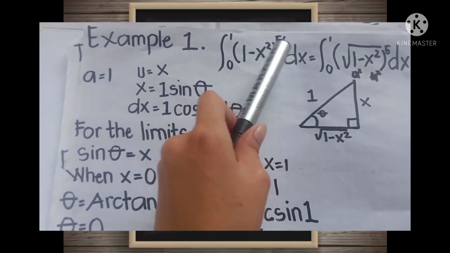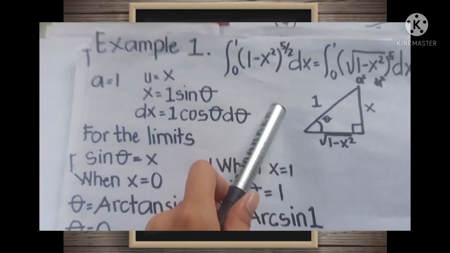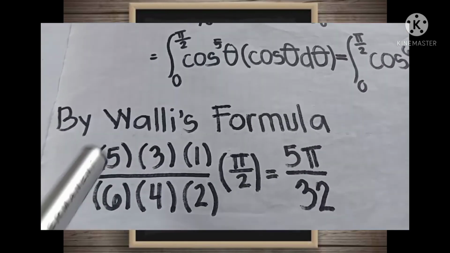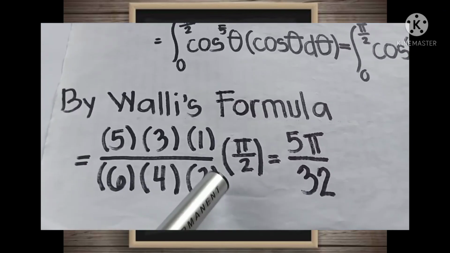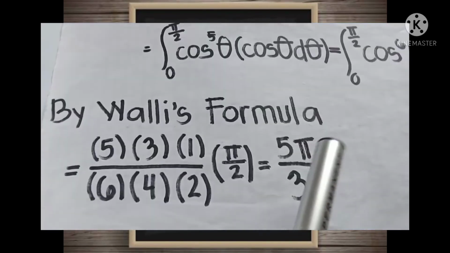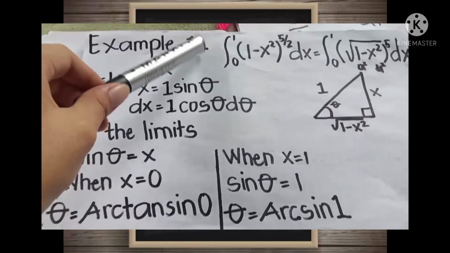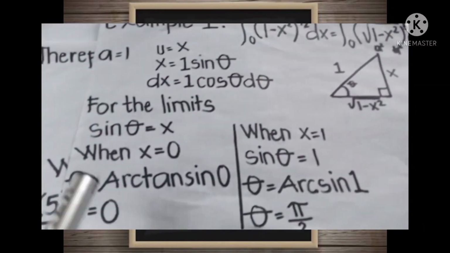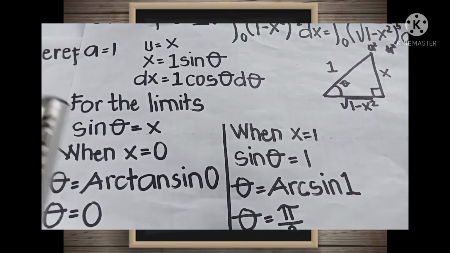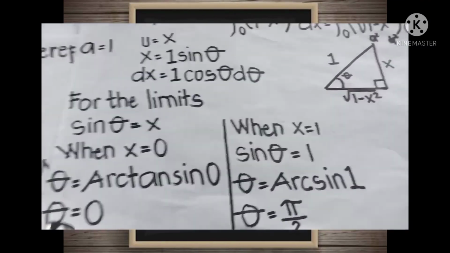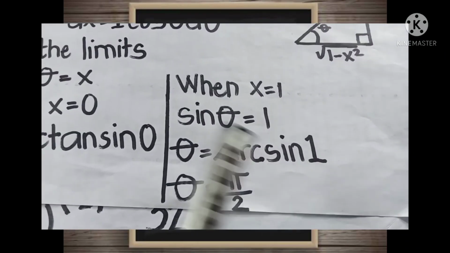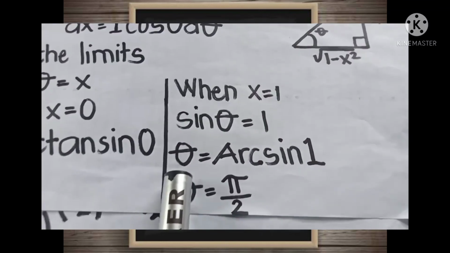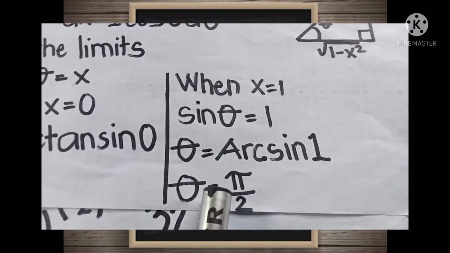Notice that the exponent is a fraction, so we will multiply it. This is by Wallis formula. To get this, just refer to my previous video regarding this. For the limits of 0 to 1: when x is equal to 0, sine theta is equal to x, and theta is equal to arcsin 0, so theta is equal to 0. When x is equal to 1, sine theta is equal to 1, theta is arcsin 1, and theta is equal to pi over 2.